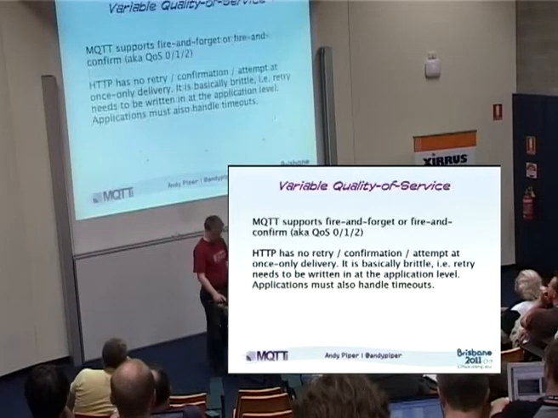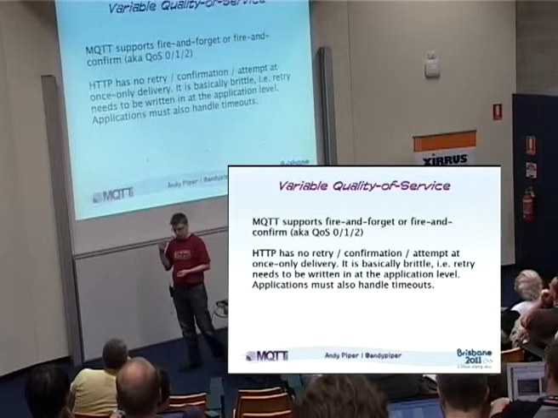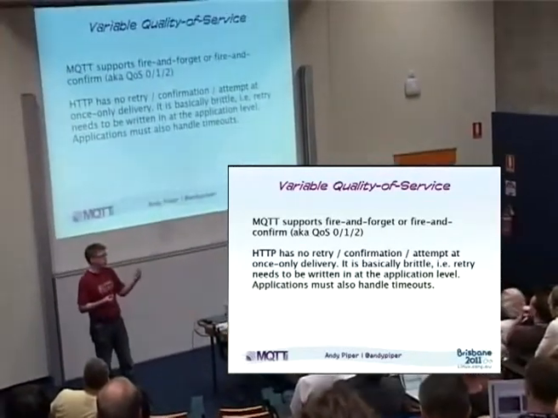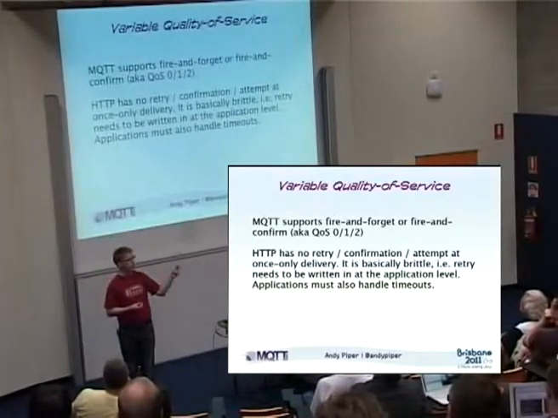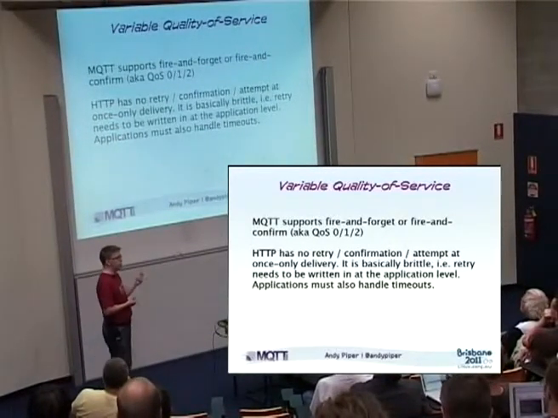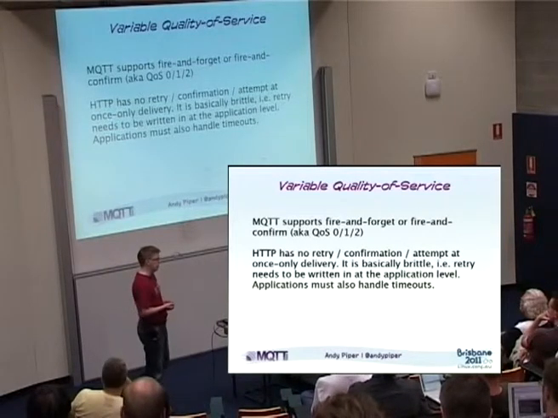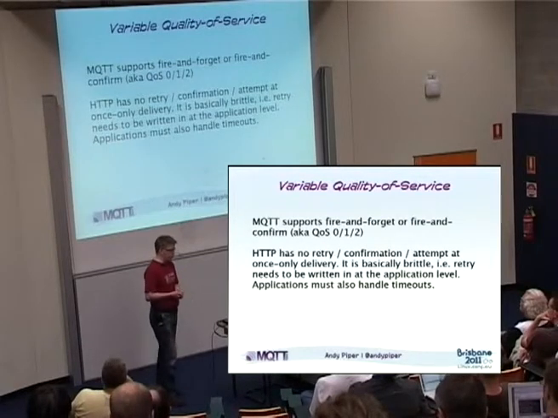And finally, we've got the ability to ask for different qualities of service with MQTT. So quality of service 0 is basically just fire and forget. Best efforts, it'll get there if we can send it there. And then you have 1 and 2, and I'm not going to go into them in detail today, which give you the ability to get confirmations.